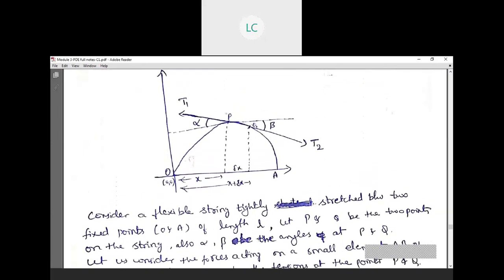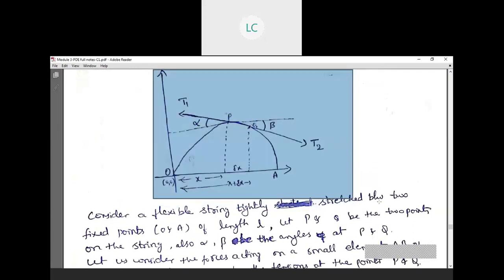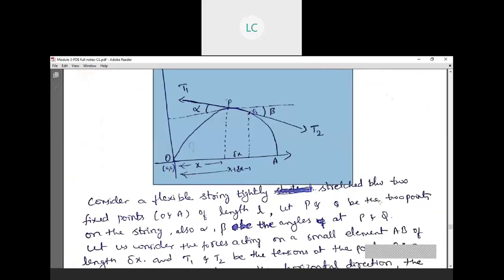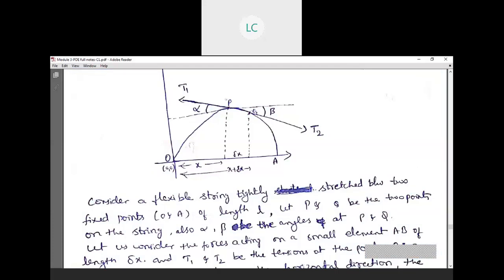See, this is the figure for the wave equation. In this figure, consider a flexible string tightly stretched between two fixed points O and A. Okay, here this is the string, tightly stretched between O and A, of length L. This string length is L.